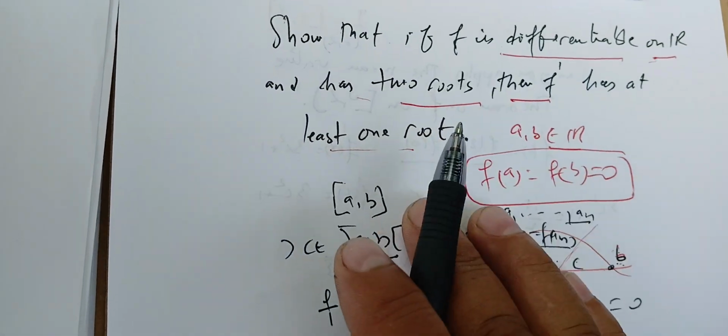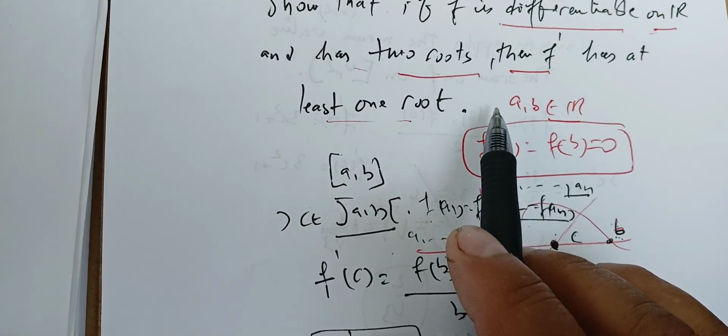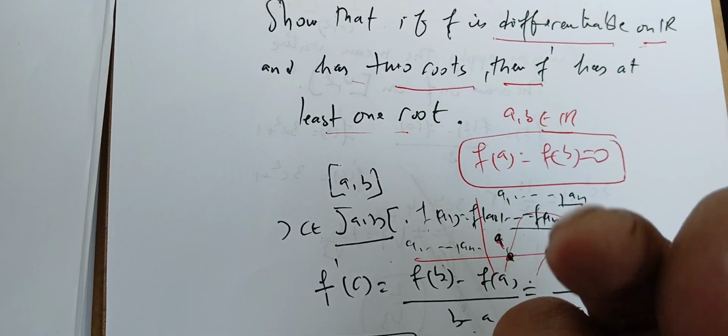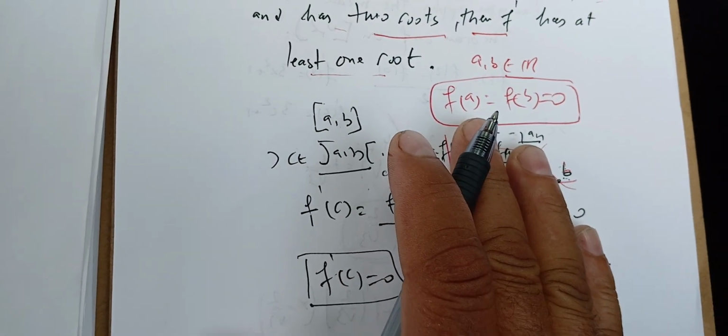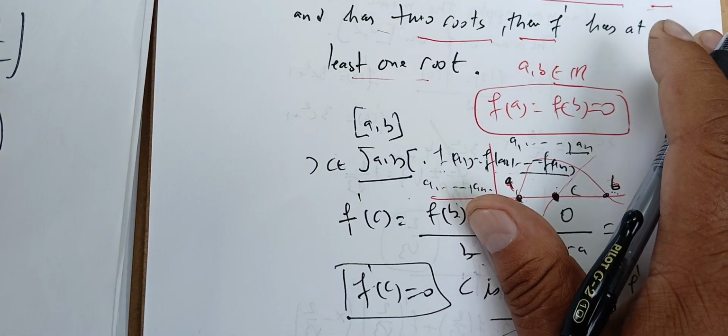The main point is how to apply the mean value theorem and how to see the geometric meaning of it. That's the aim of this question.